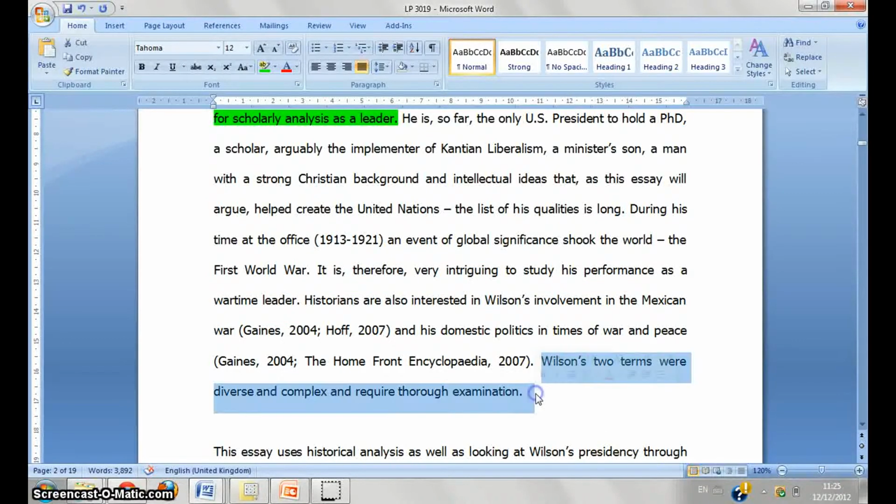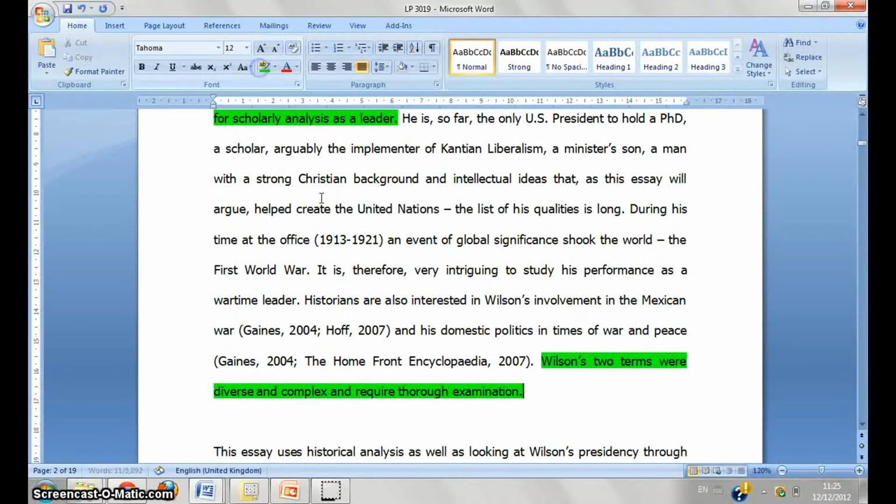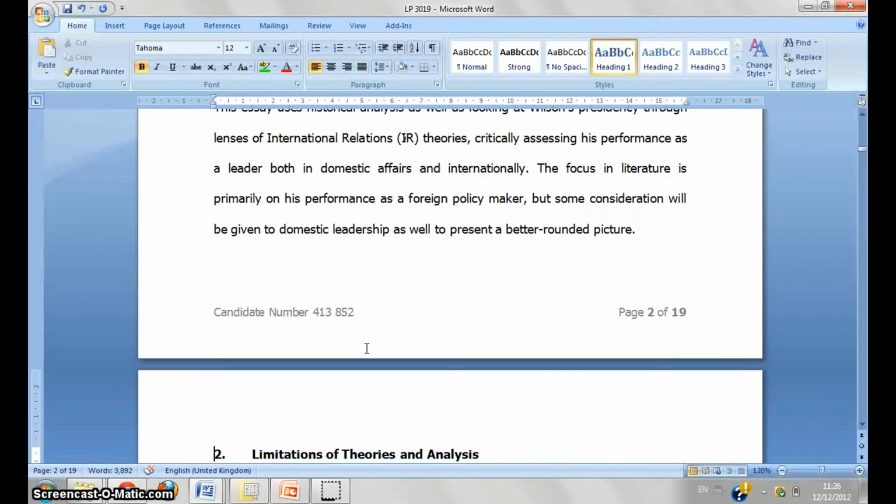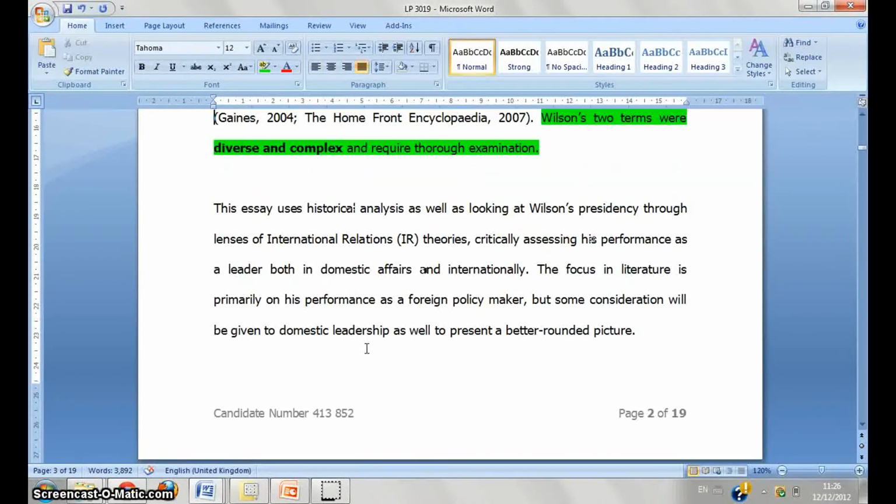Now, this is my concluding sentence in the paragraph, and in this sentence I sum up what exactly I said in this paragraph. The terms were diverse, they were complex, as it can be seen from the examples above, and they require thorough examination, which I'm going to provide. And in the next paragraph, I just say what this essay is going to do.